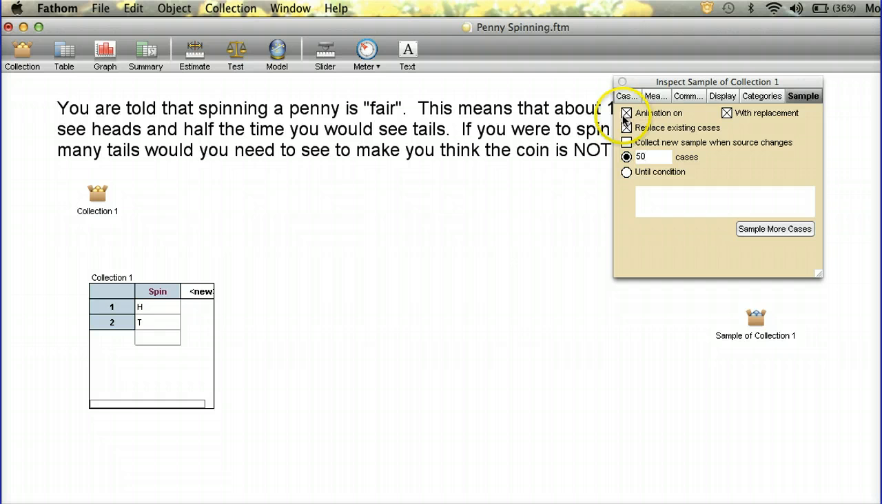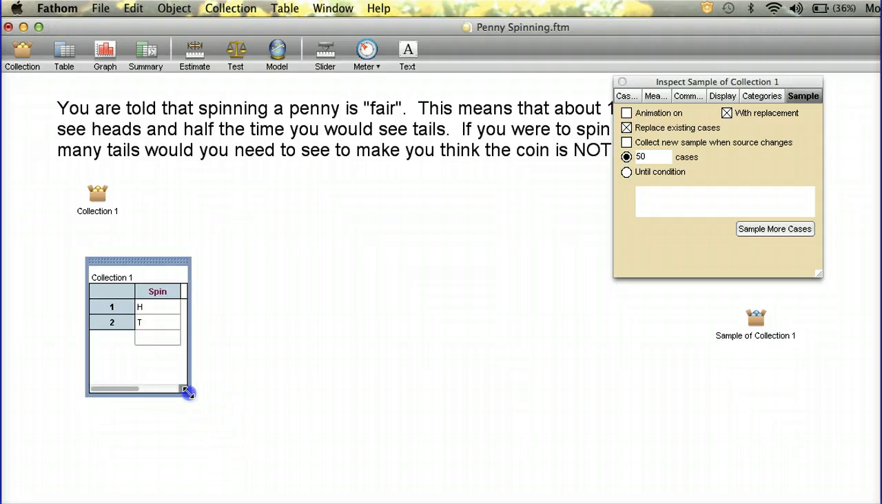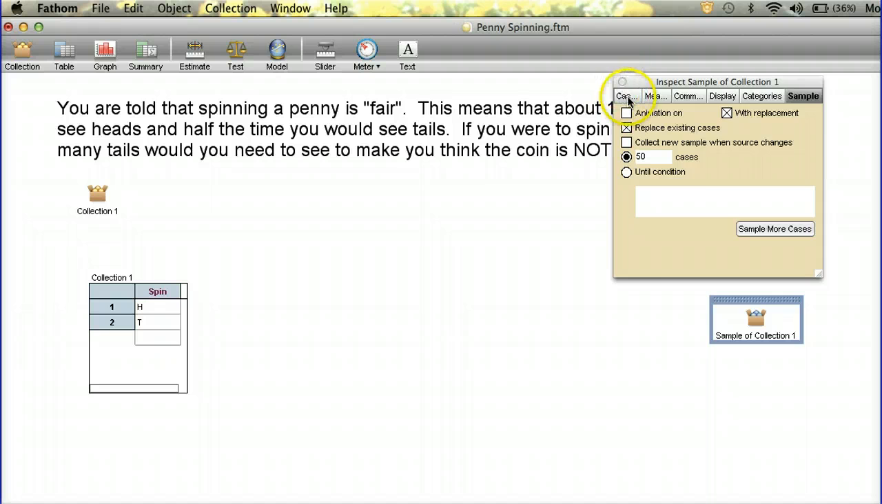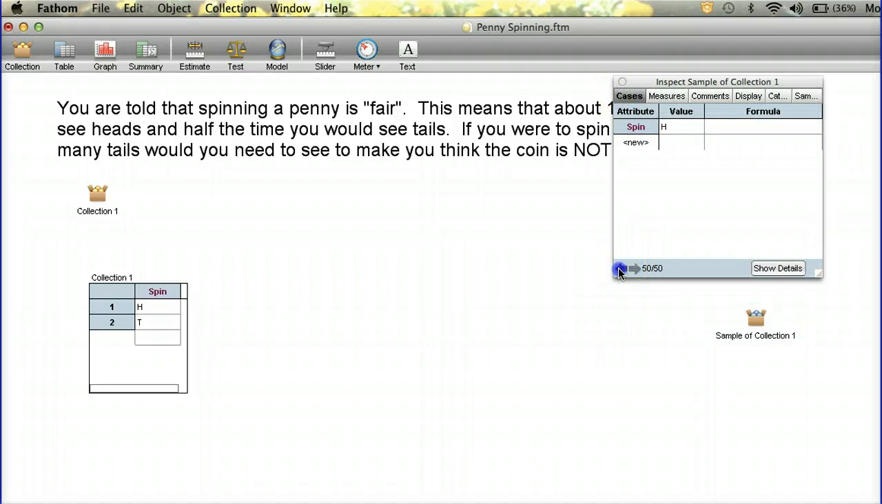I'll turn the animation off. With replacement basically means I can use this penny again and again and again. So let's do that. We sampled some more cases, and now you can see I've got a collection of 50 H's and T's in here for spinning my coin.